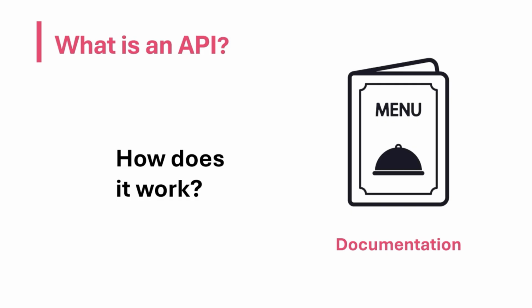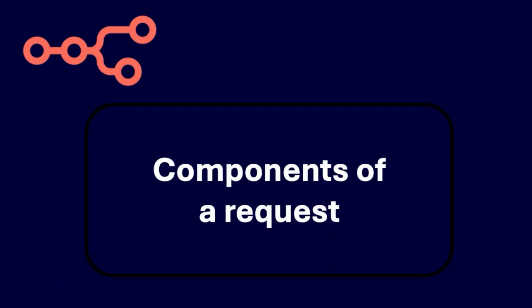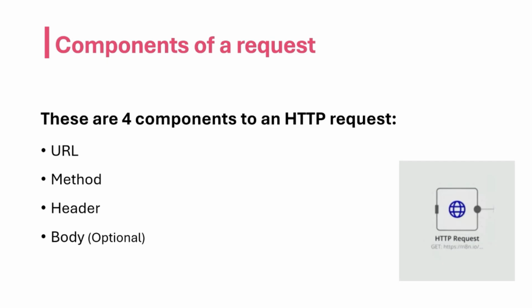So now we will move further and understand the technical terms of the API. When I say the client, the client is basically the user which sends a request to the interface or the server. Here our interface and applications are the server, which accepts the request and brings back a response. So now we are going to understand the concept of a request. There are majorly four components to an HTTP request. These are URL, method, header, and body. We are going to understand them very deeply.